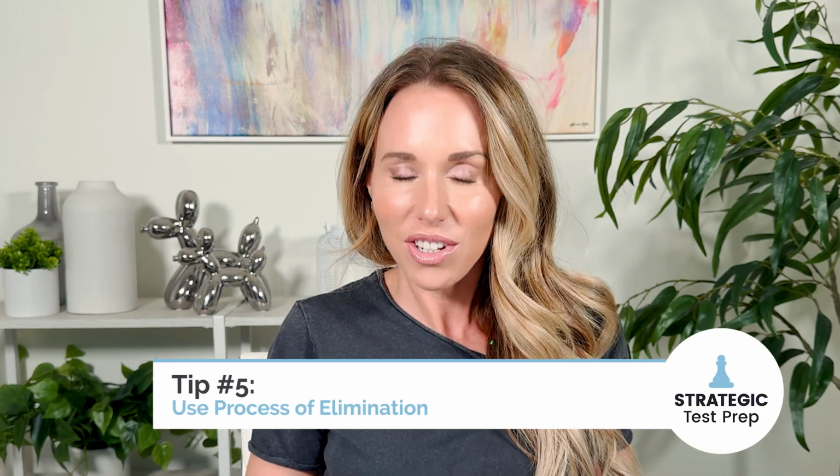The fifth strategy is to use process of elimination. Make sure you're crossing off answer choices as you go so that you can narrow it down to the correct one, keeping in mind the things that we talked about already with what kinds of wrong answer choices you may see.